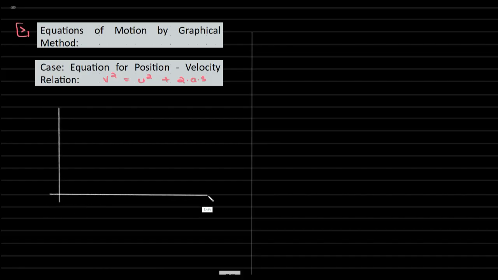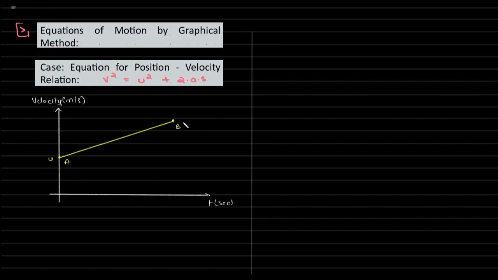The graph that we are going to use is a velocity time graph. So we have the velocity over there and the time over here. This is the velocity versus time graph. So the object is going to move with a velocity of u to v during the time interval of 0 to t.